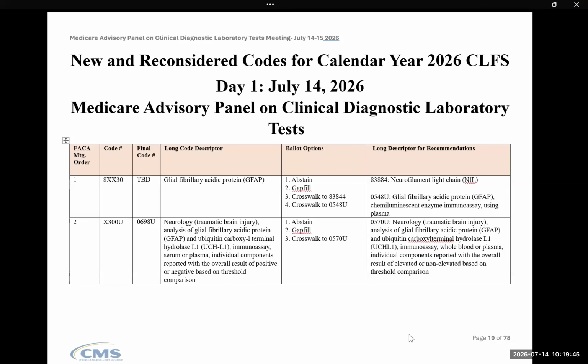And are there any questions or comments from the panel or CMS on this code? All right, well, if there are no additional comments or questions, panel members, please cast your votes now. All right, that was everyone. Thank you.